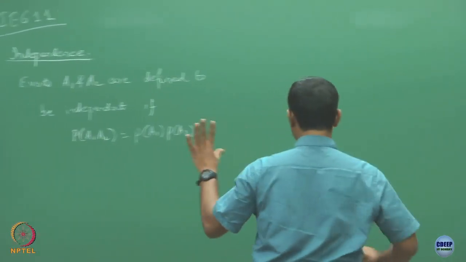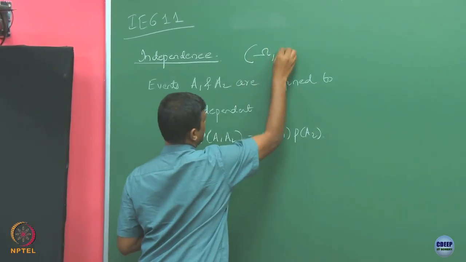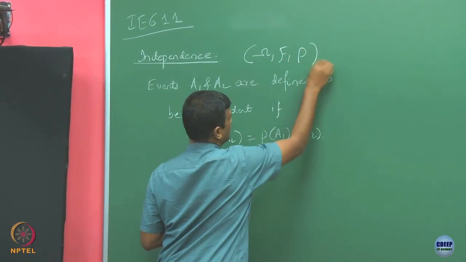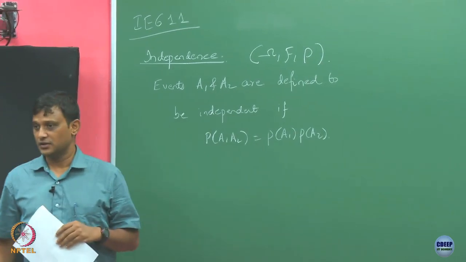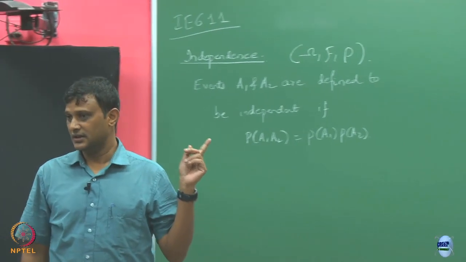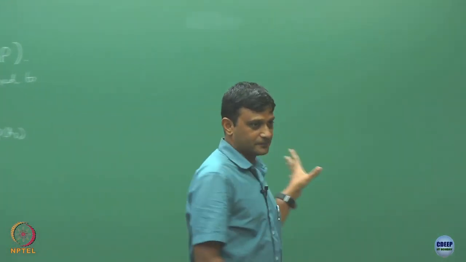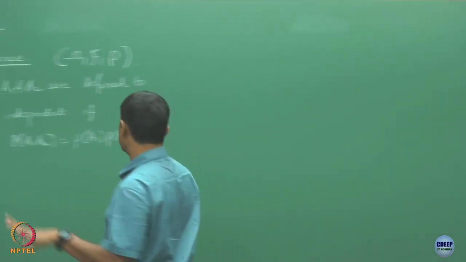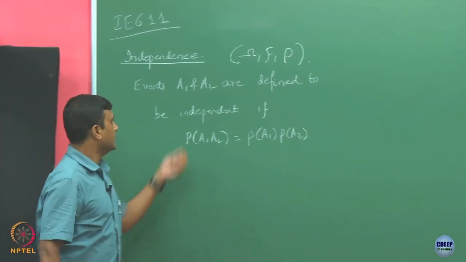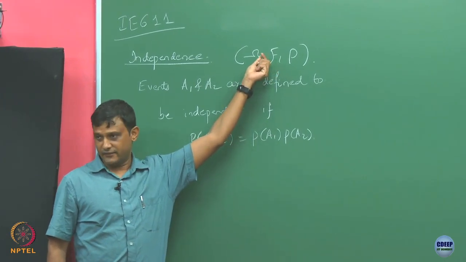So now onwards, whenever I am going to define all these things, I am going to assume that these things are defined under some underlying probability space which has its own sample space, F, event space, and an associated probability function. So let us say this is given. Now I am going to say, let us take two events coming from my event space.